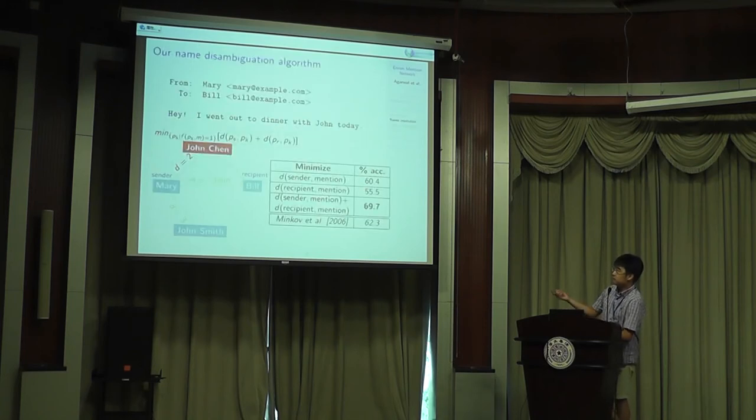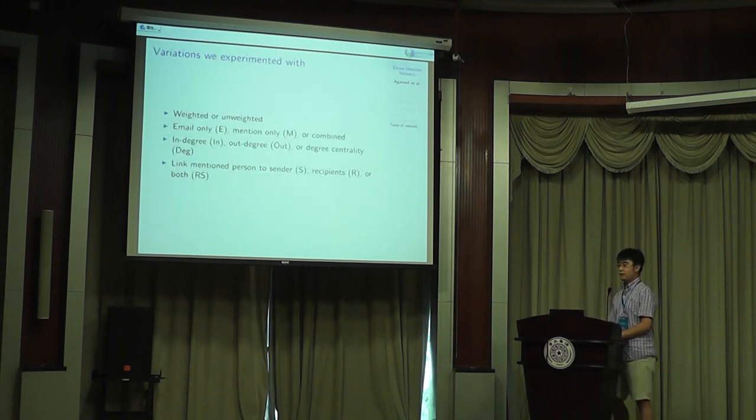If we were to add a link from the mention to the sender, that would be John to Mary, and linking the mention to the recipient would be John to Bill. I hope that's clear.